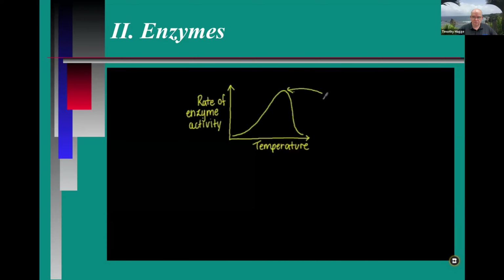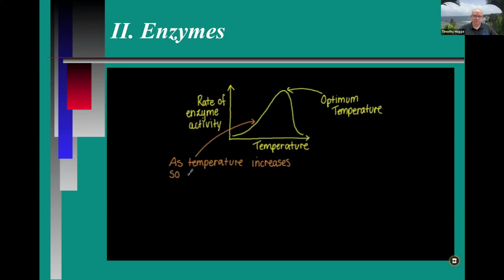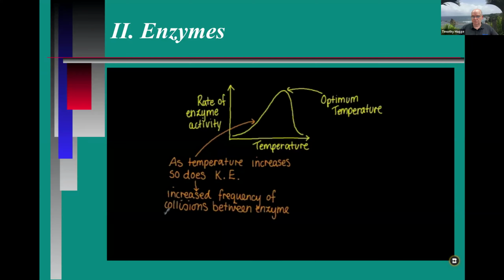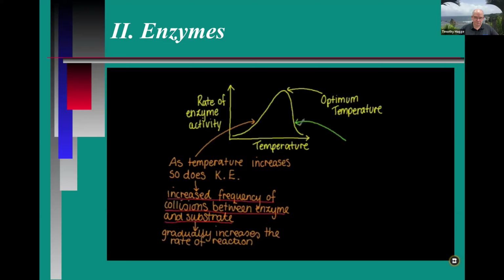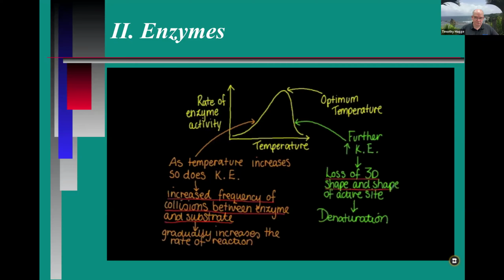Now you need to be able to recognize the graph of the effect of temperature on enzymes. It looks like this, with the peak being the optimum temperature. To explain up to the peak, as the temperature increases, so does the kinetic energy of the enzymes and the substrates, resulting in an increased frequency of collision between the two, thus increasing the rate of reaction. But beyond the optimum temperature, this continuing increase in kinetic energy results in a loss of 3D structure from the enzyme and therefore a change in its active site. If the substrate can't fit into it, the enzyme is referred to as being denatured, and this reduces the rate of reaction.